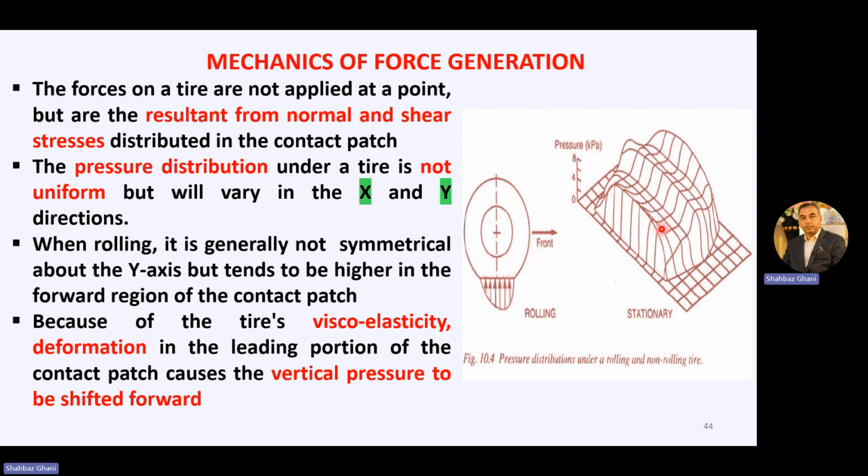The pressure forces, the stationary forces, will be like this: pressure distribution under a rolling and non-rolling tire. The forces on a tire are not applied at a point, but are the resultant from normal and shear stresses distributed in the contact patch. So this is the contact patch. So we have the resultant of normal and shear stresses distributed in this contact patch. The pressure distribution under the tire is not uniform, but will vary in the X and Y direction.